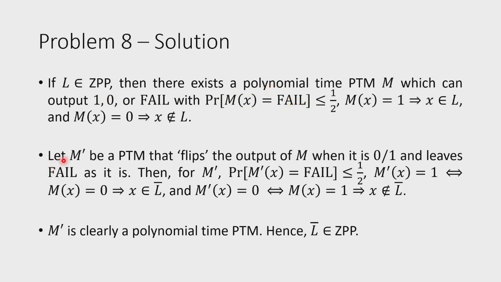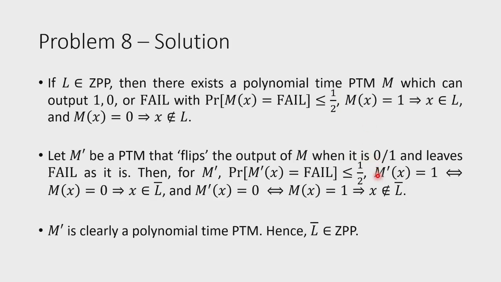So what we'll do is the following. Let M prime be a probabilistic Turing machine that flips the output of M only when it is 0 or 1. If the output is fail, it leaves it as it is. It doesn't touch it at all. And what guarantees do we have for M prime? The probability that M prime(X) equals fail is at most 1/2. Why? Because M prime(X) fails if and only if M(X) fails, and this probability is at most 1/2.